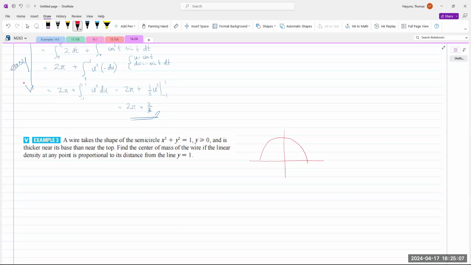Okay, now find the center of mass of the wire if the linear density, so the rho at any point, is proportional to its distance from the line y equals 1. So if this is y equals 1, the distance of that is 1 minus y. The density is proportional to the distance from the line y equals 1, so k times that distance, which is 1 minus y.